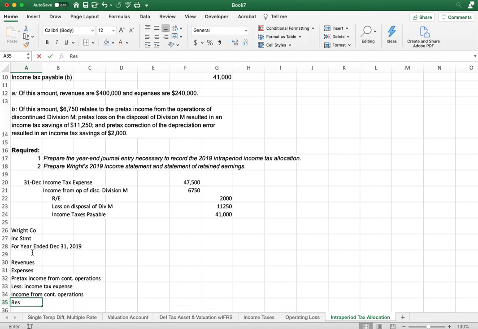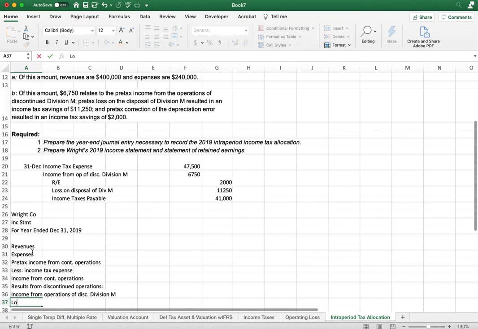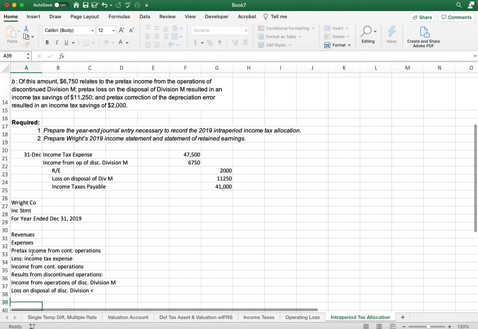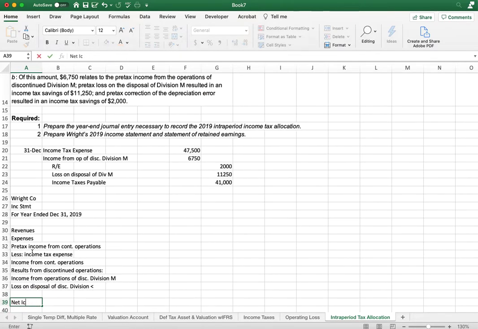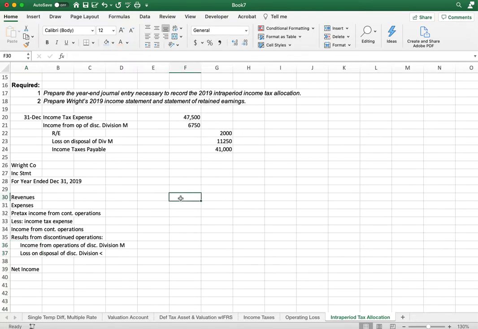Then below that, we'll display the results from discontinued operations. And so we'll have the income from operations of discontinued Division M and the loss on disposal of discontinued Division M. And then finally, we'll be able to display net income. So now we can start plugging in this information.